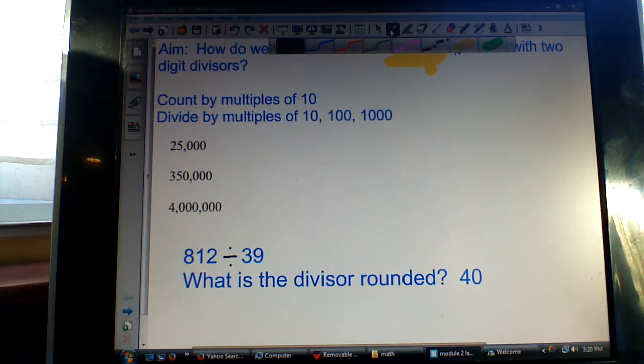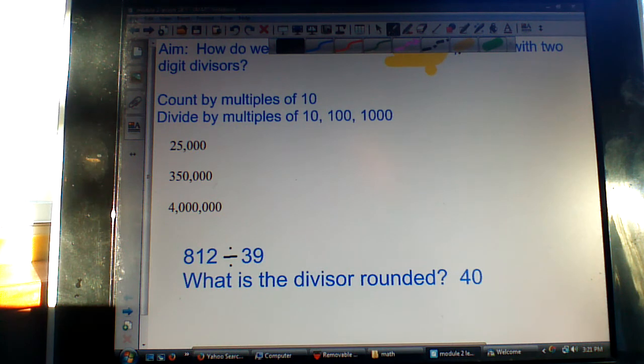So if I was using, like we did the other day, the 3 times table, multiples of 10, it would be 30, 90, 120, 150, 180, right? Because they're in the 3 times table, but they're multiples of 10. So now we're going to go backward, and we're going to divide by multiples of 10, 100, and 1,000.